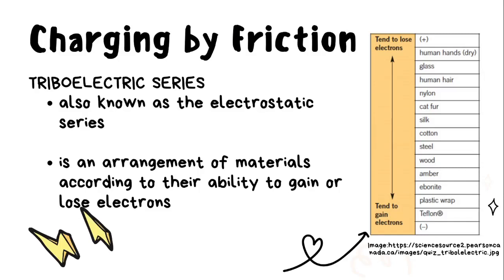But how do we know whether an object will more likely gain or lose electrons? Enter the triboelectric series. This is a tool that you can use to know whether a material will become negatively charged or positively charged after rubbing with another material in the series. The materials listed are arranged according to their ability to gain or lose electrons.